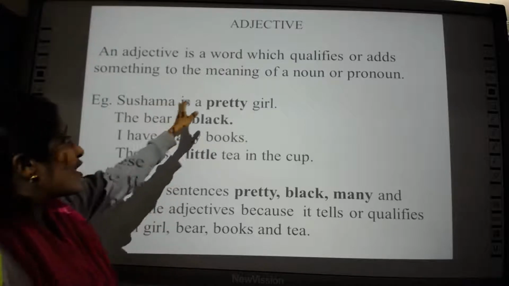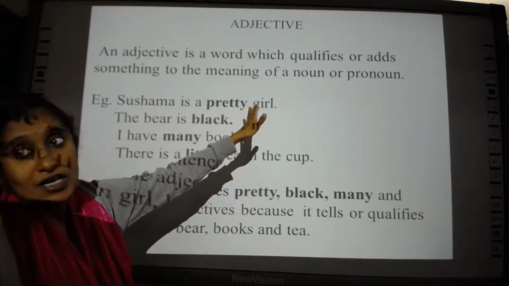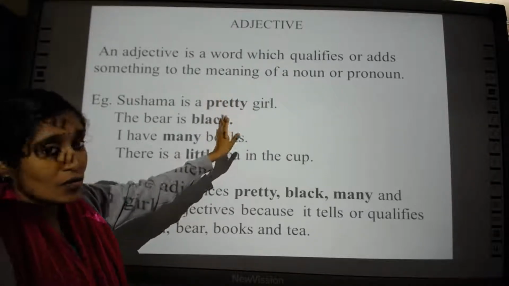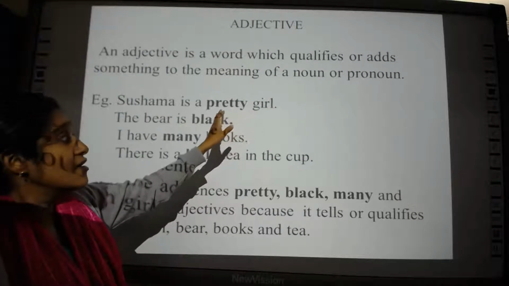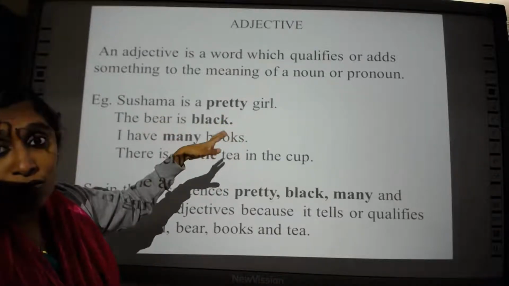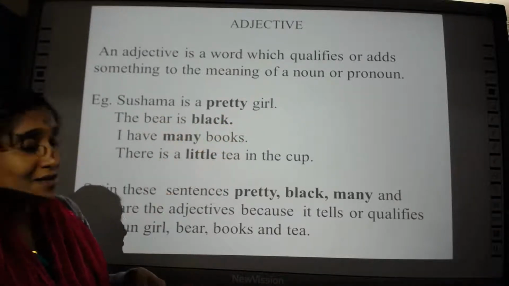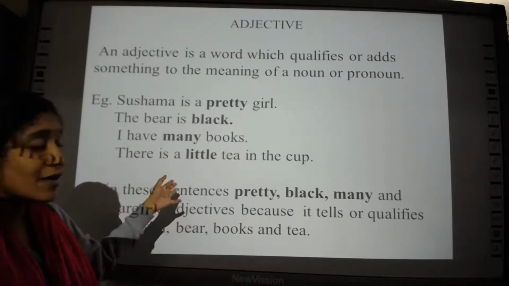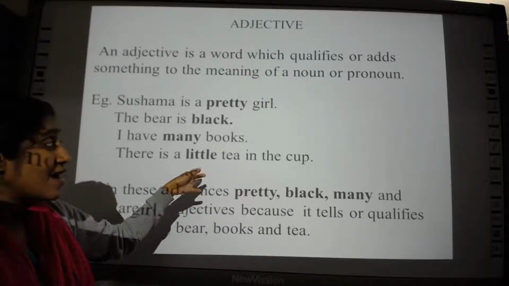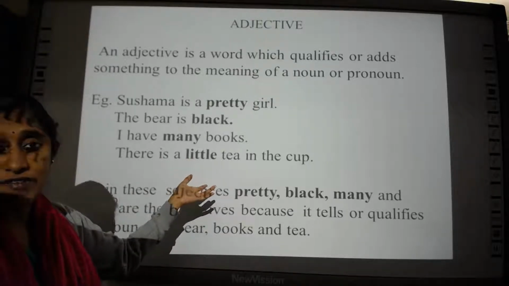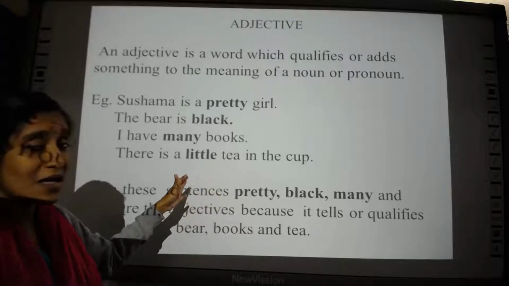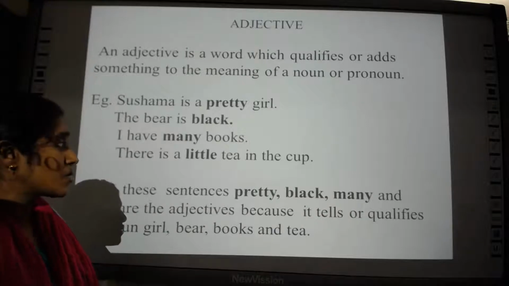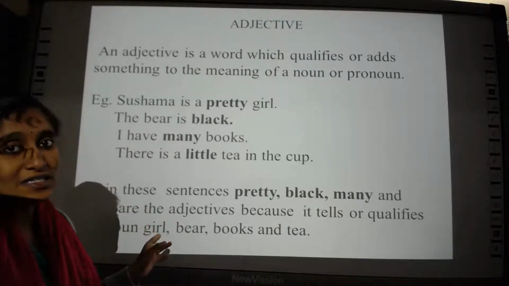So how is it qualified? What kind of a girl is Sushma? She is a pretty girl, isn't it? So it qualifies the noun or adds something to the meaning of the noun. How is the bear looking? The bear is black. And how many books do I have? Many books. And what amount of tea is left? A little tea. There is a little tea in the cup.